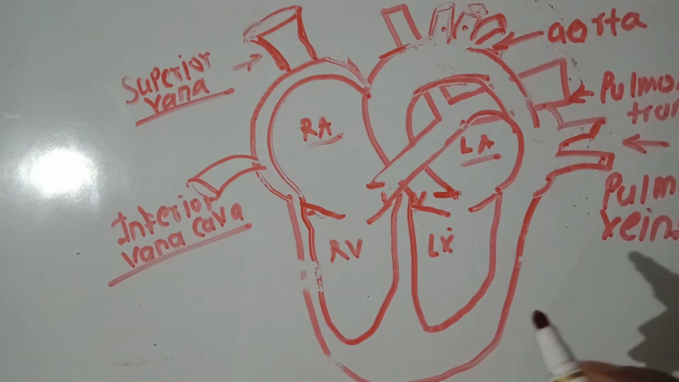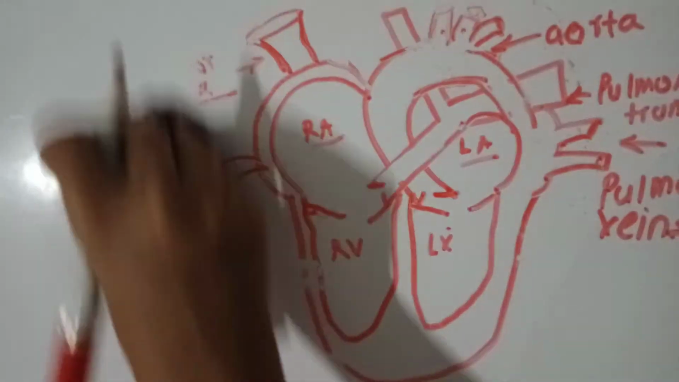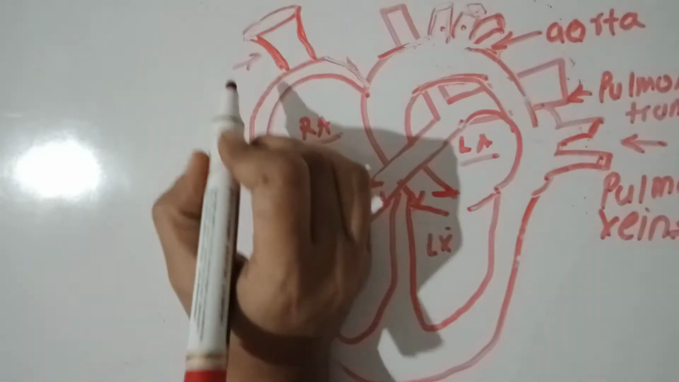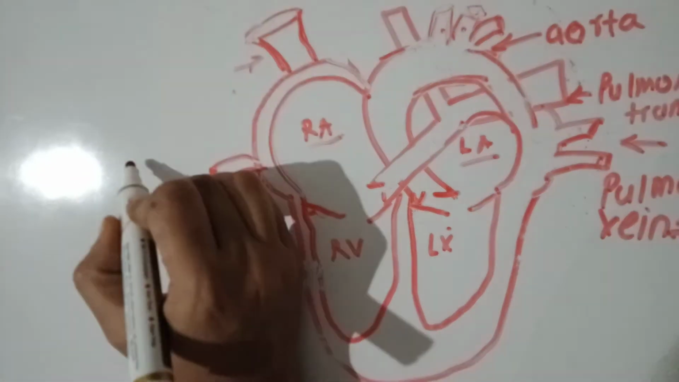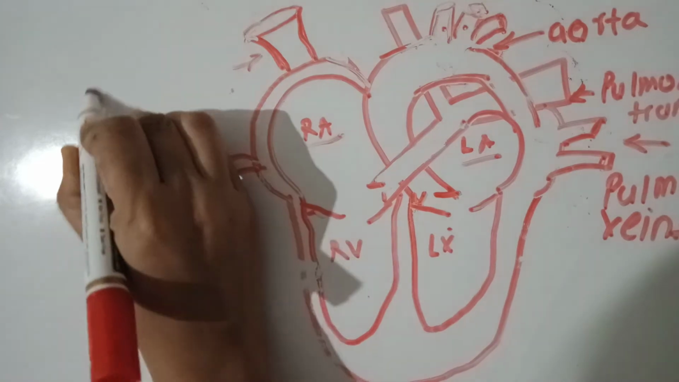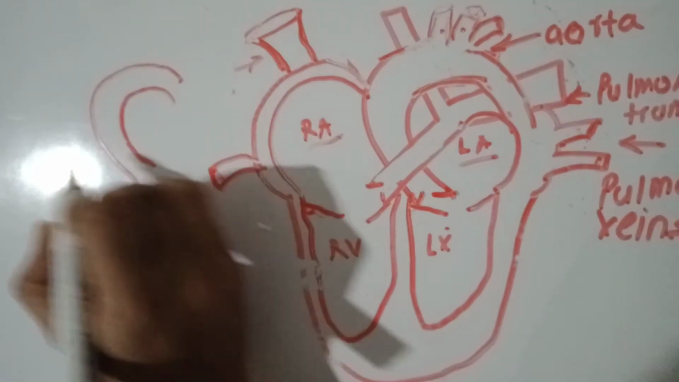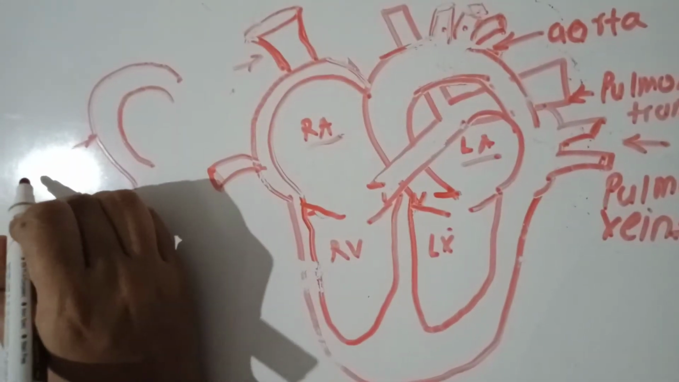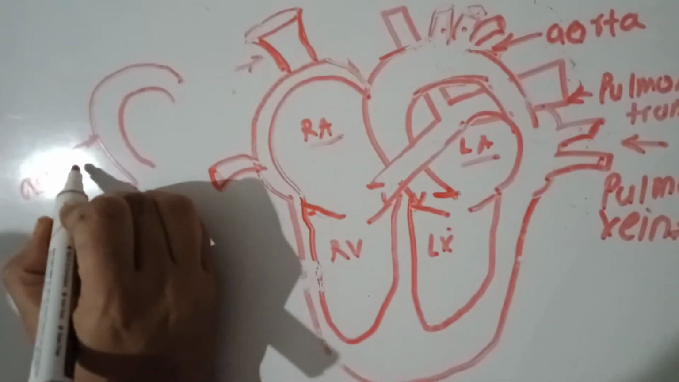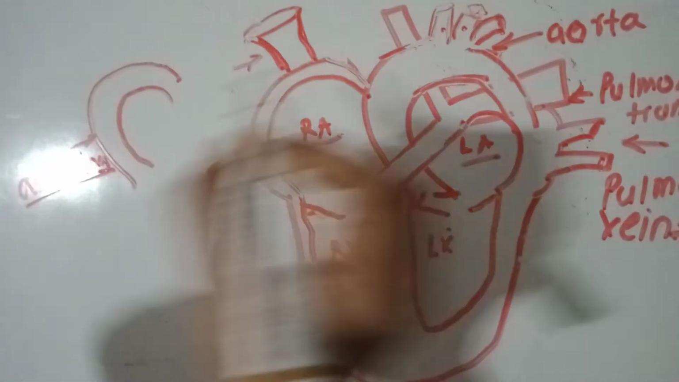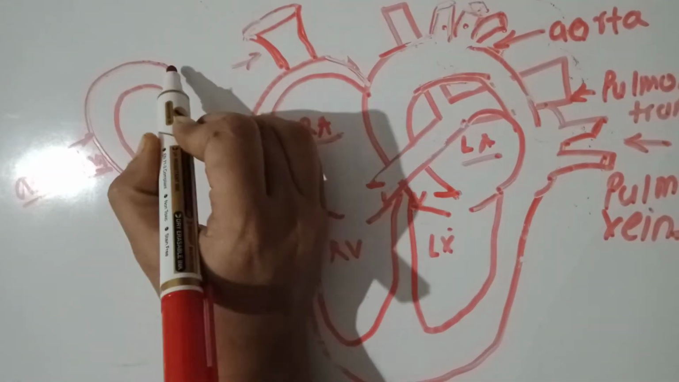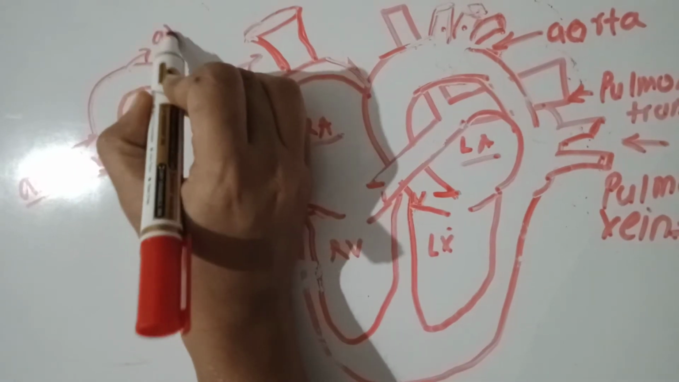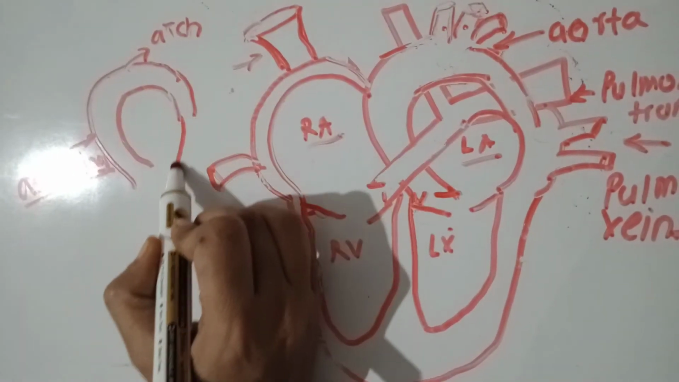Now we'll see the next part. Let me show you this part. If you see this aorta, this is the ascending part. I'm explaining the aorta over here. This aorta is called the ascending part, this is called the descending part, and this is called the aortic arc. And so it descends down.